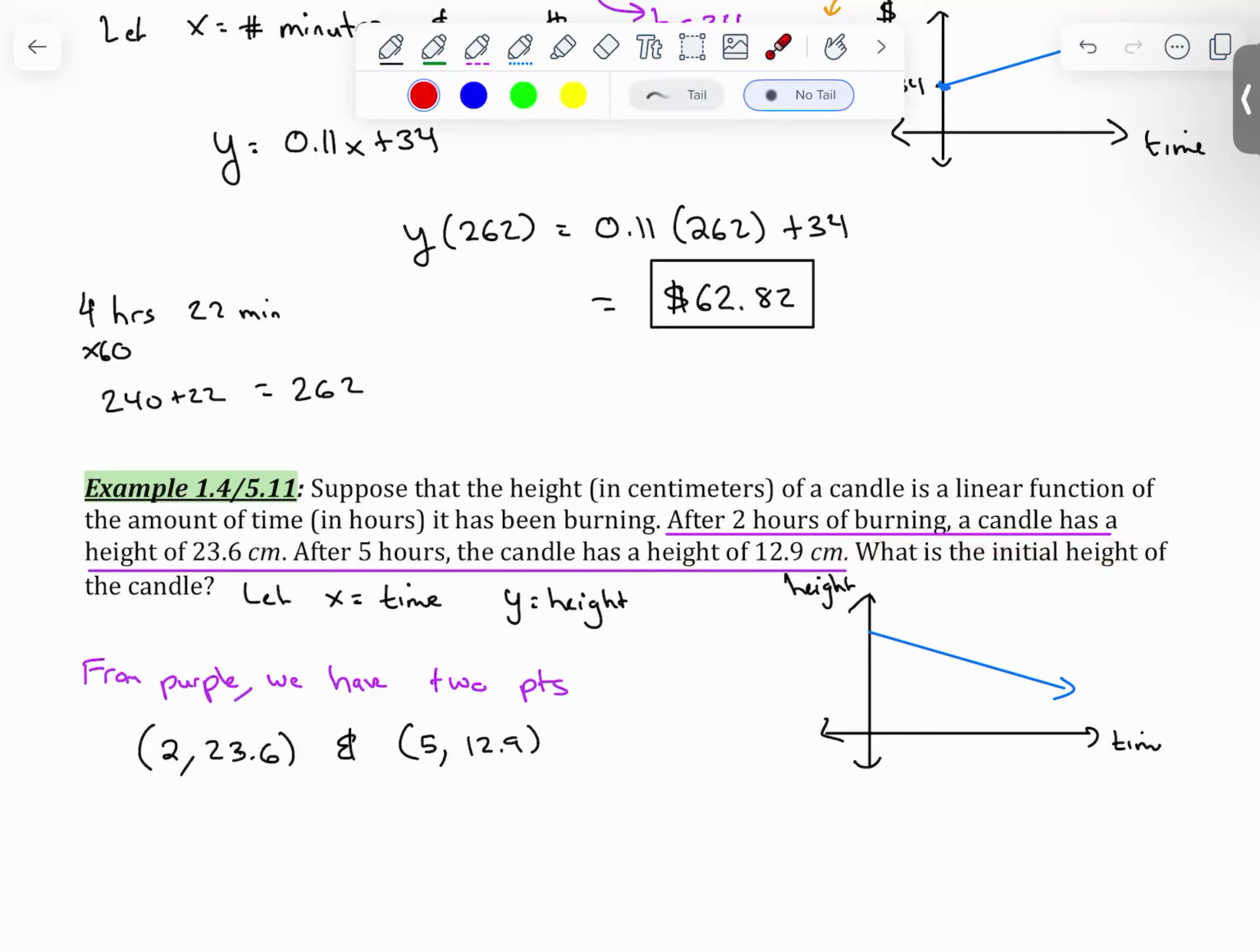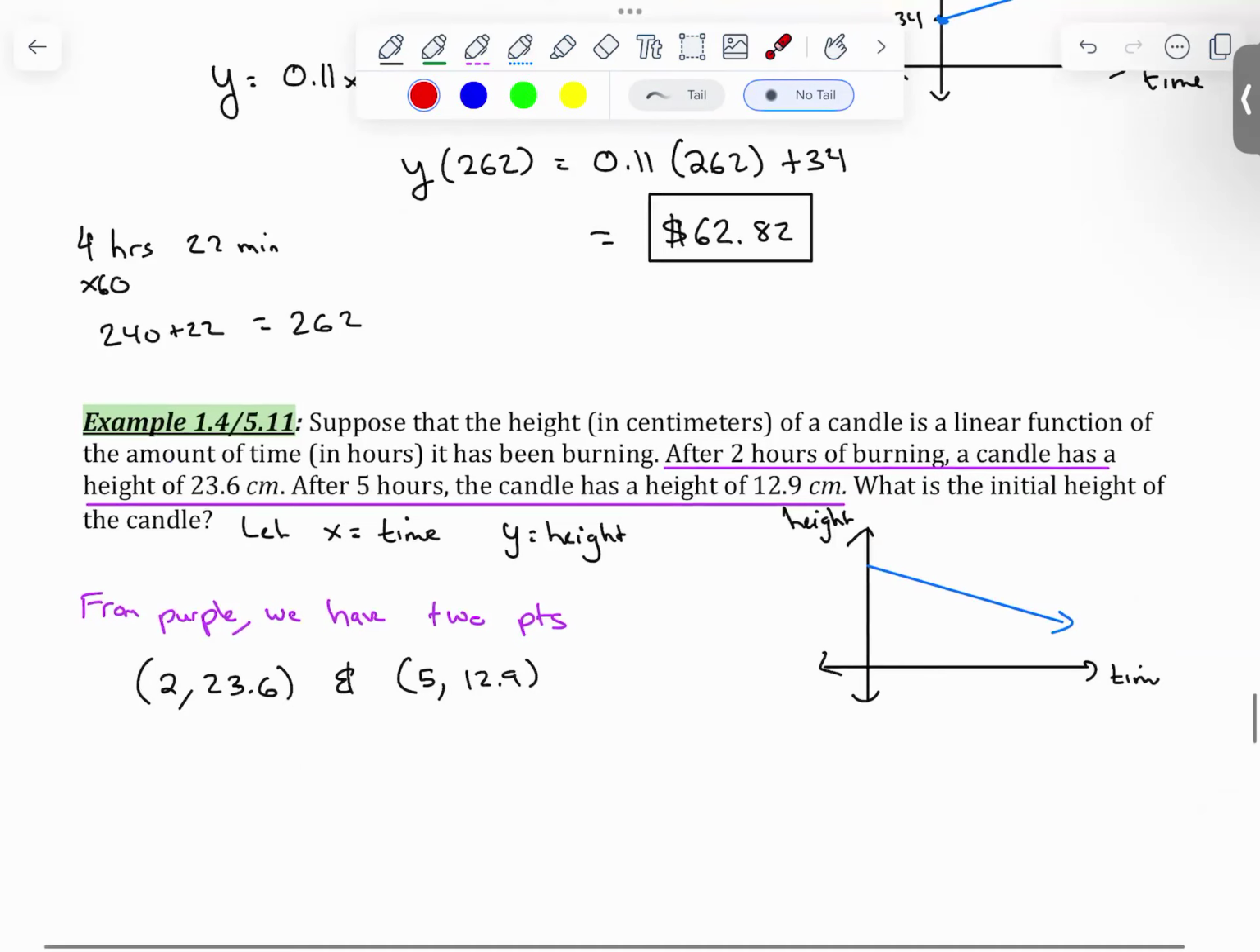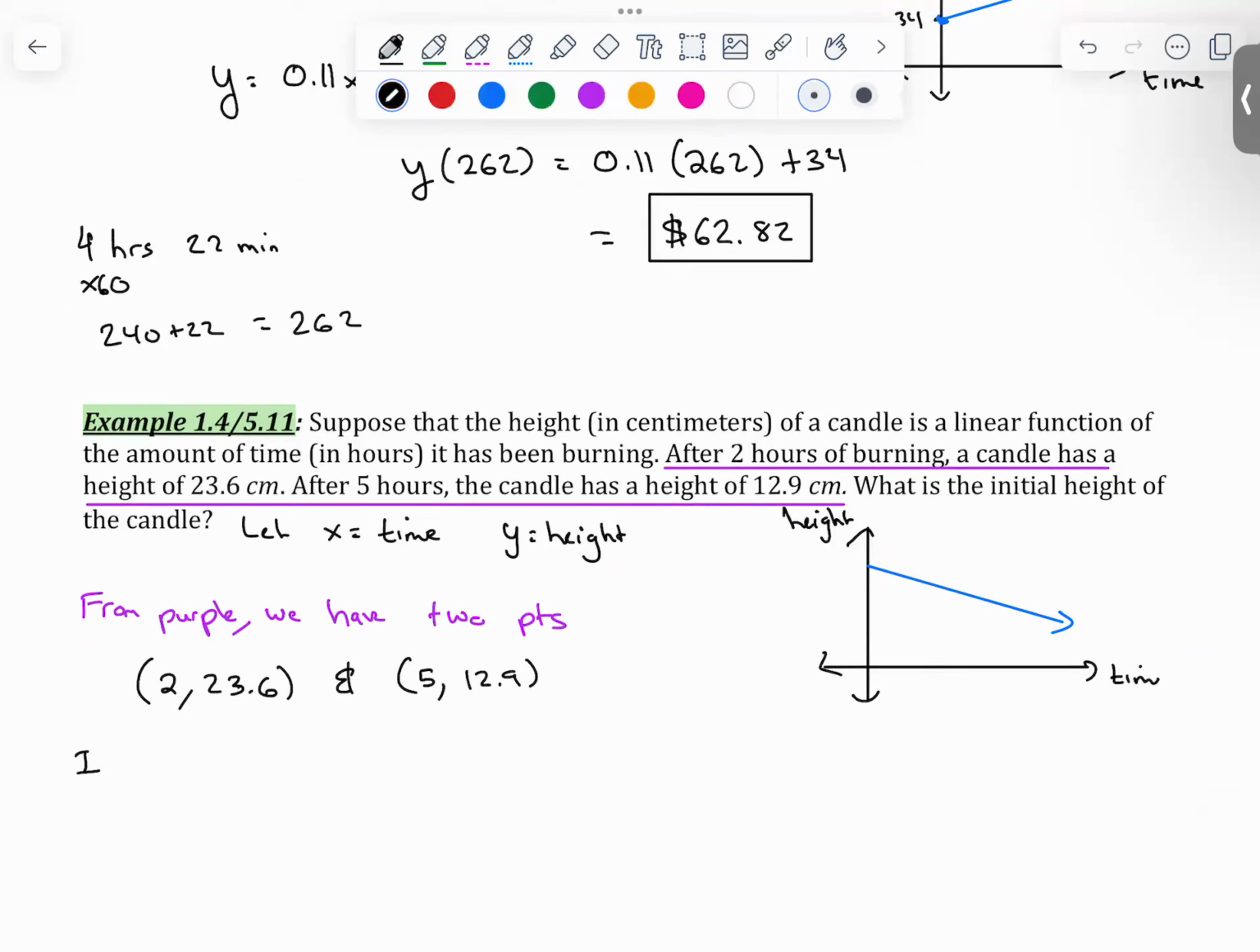We need to find the y-intercept, or more specifically, when the x value is 0. That's what the initial height is. The initial height, I'll write that here. Initial height is y when x is 0, right? You want to know when no time has passed. When 0 time has passed, we want to know what y is. But that's going to be the y-intercept if you put it in slope-intercept form.